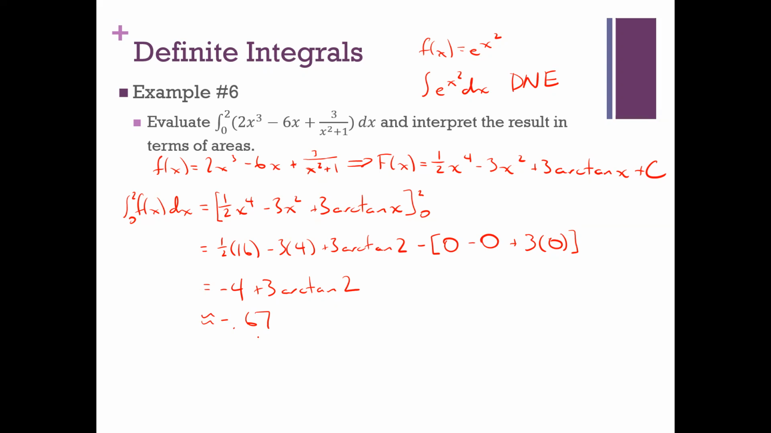Now, in terms of areas, what does that mean? First of all, for an integral to give you a negative value, what does that mean about where the area is? Sebastian? All right, so does that mean that all of the area is below the x-axis and we can measure it to be 0.67 square units?